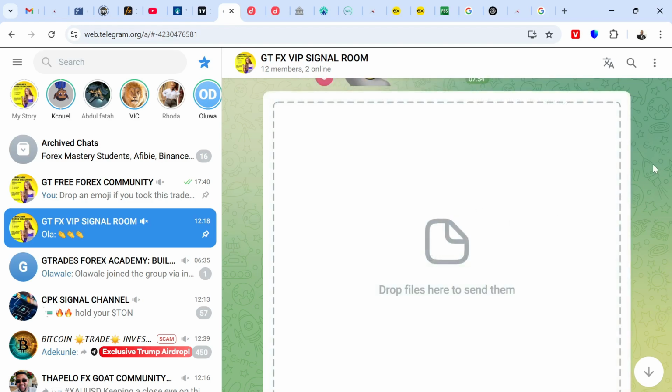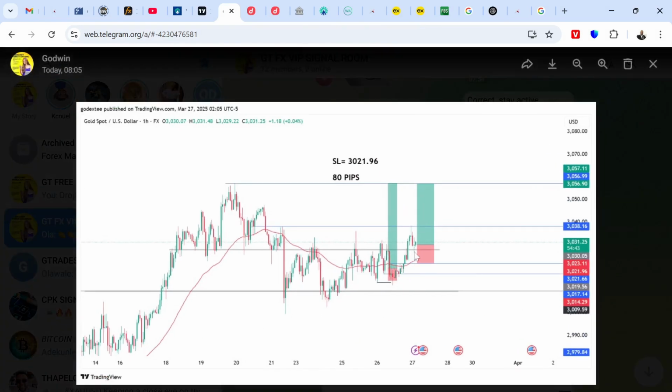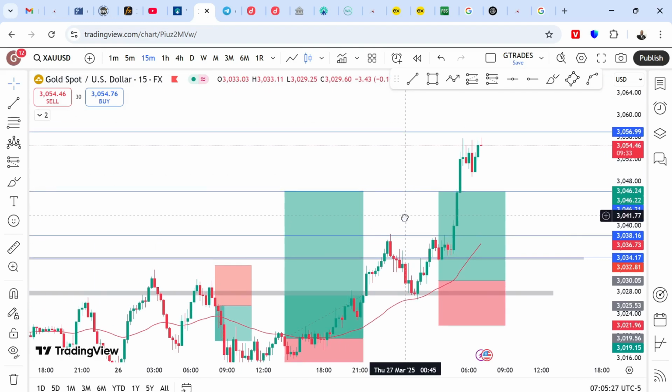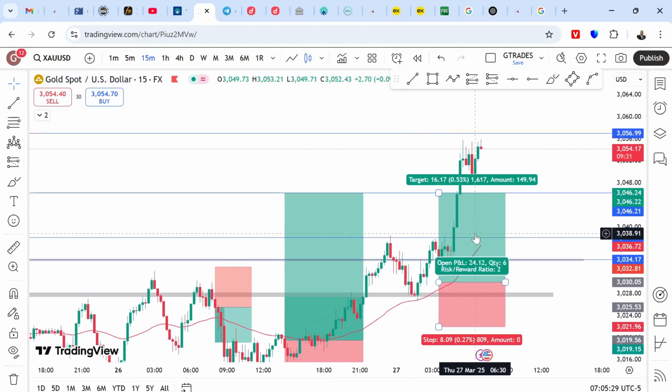You can see, boom, right? This is the buy here. I told them to buy. We're risking 80 pips, and we're coming out from here. In less than a few hours, the market hit our TP. Boom. You can see 1:2 was banked, right?